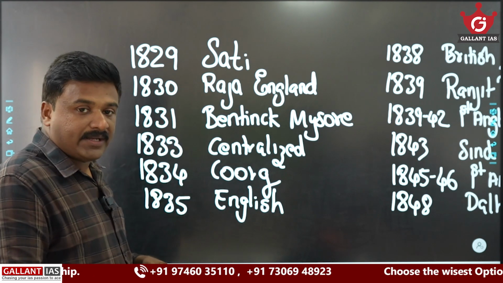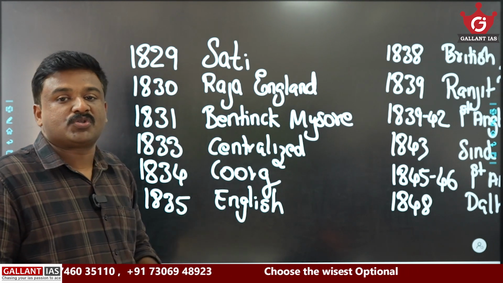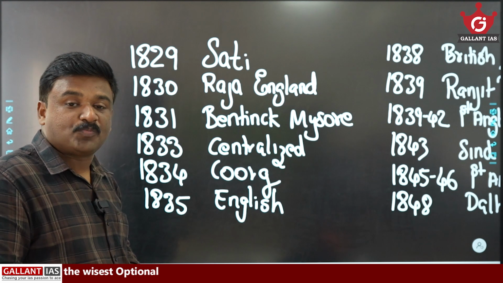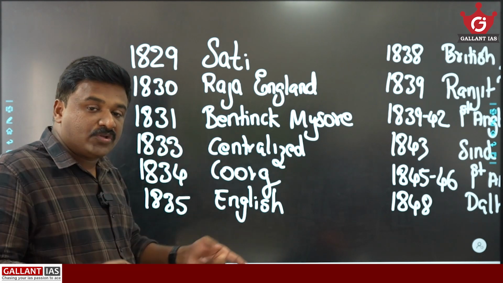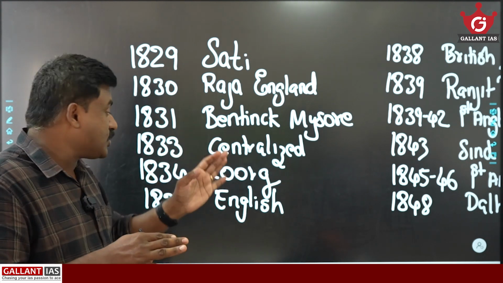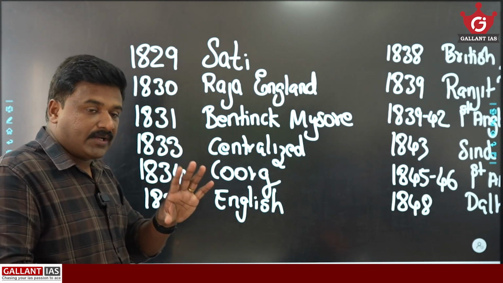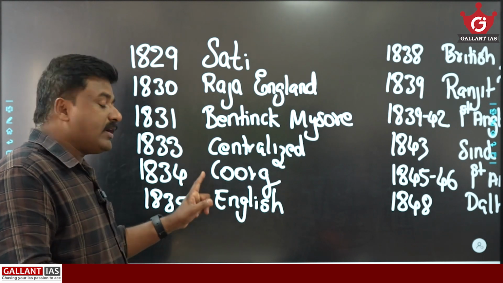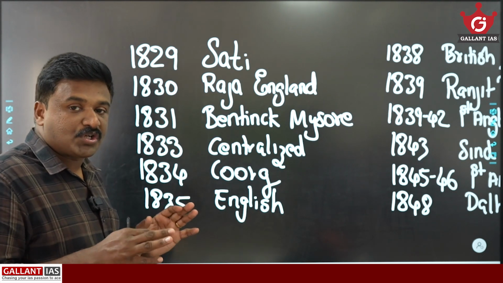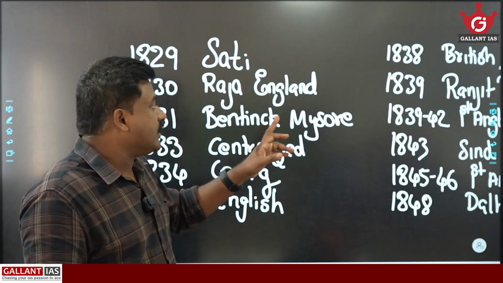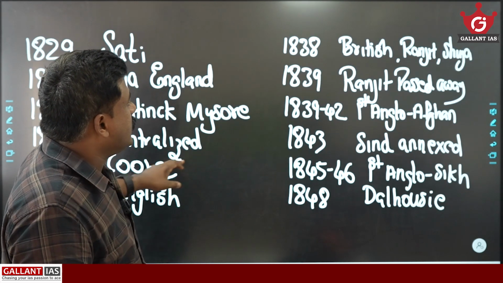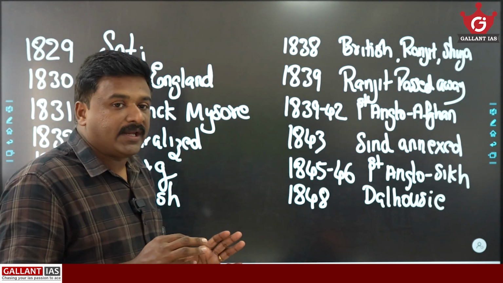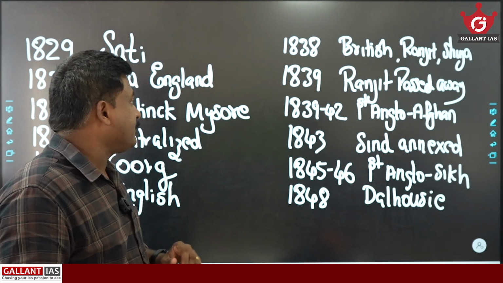1831, Bentinck took over the administration of Mysore. 1833, the Charter Act of 1833 was passed, and Indian administration by the company was centralized under the Governor General of India, William Bentinck. 1834, Coorg was annexed by Bentinck. 1835, English was adopted as the official language of the British here. 1838, there is a three-party treaty between the British, Ranjit Singh, and Shah Shuja of Afghanistan.